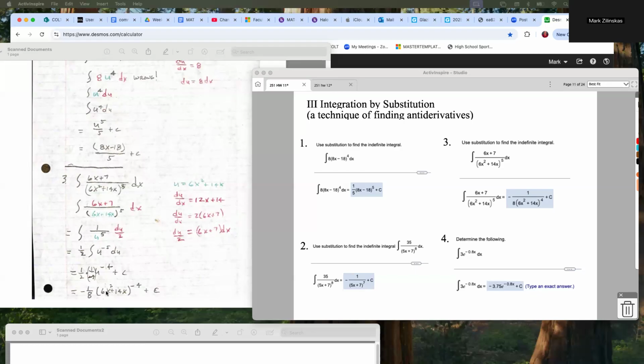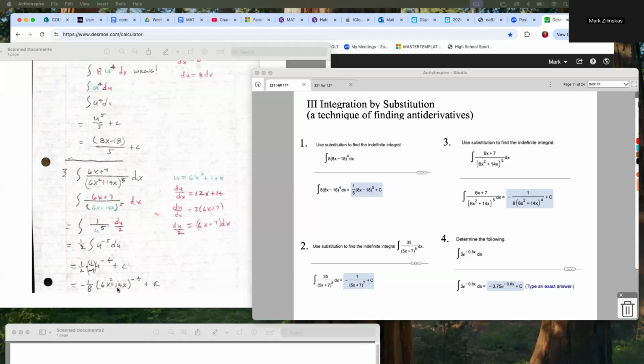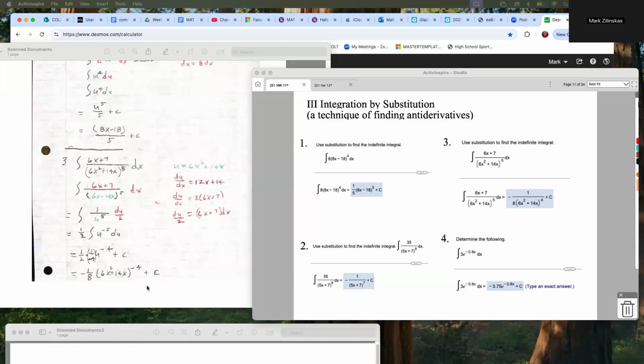And then again, I will just replace the u with the 6x squared plus 14x, what I just have up here. And I'm done. And notice, again, that's what is written over here. I just wrote the -1/8 out front, but that would be the same as 1 over, and then having 8 in the denominator if I negate the whole rational expression there. Okay, so there's those two examples.